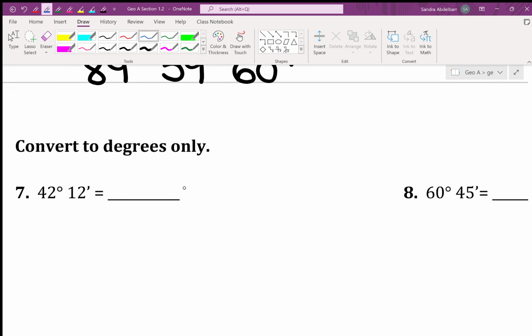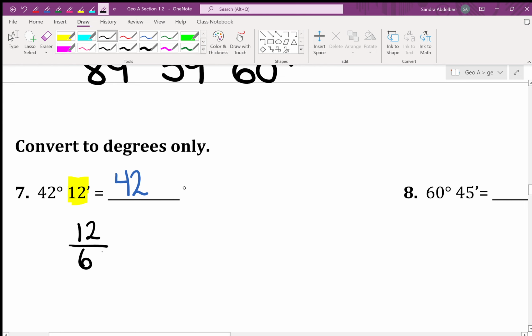Well, again, you're going to keep your whole number or your degrees. You're going to keep your degrees of 42. Then you're going to take your minutes. That is 12 minutes out of how many minutes? 60. So you put it as a fraction. You put the minutes over 60. And then you simplify. Divide by 12. Divide by 12. We get 1/5. So this is 42 and 1/5.